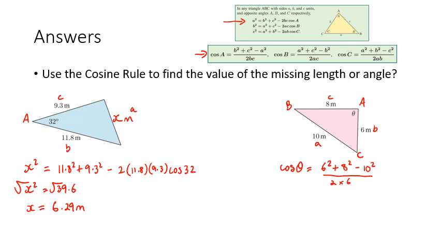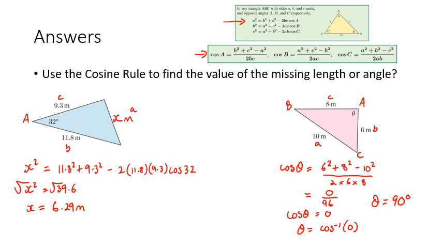6 and 8. Therefore, this is going to be 0 over 96. Therefore, cosine theta is going to equal 0. Second function, cosine of 0, theta is equal to 90 degrees in this particular case.